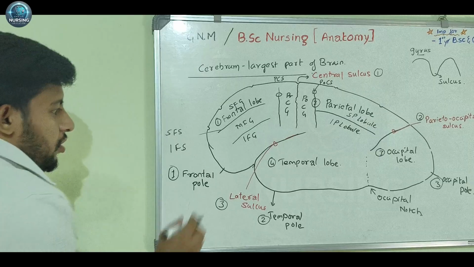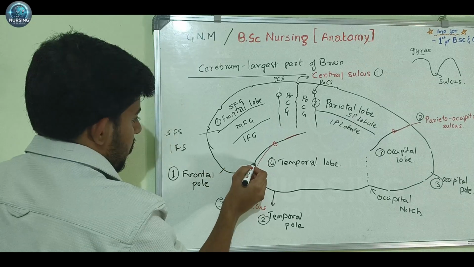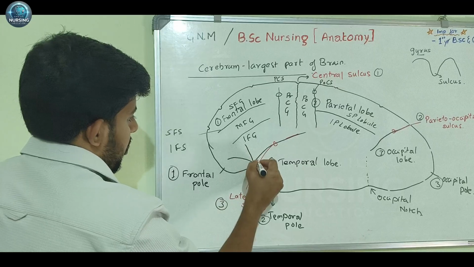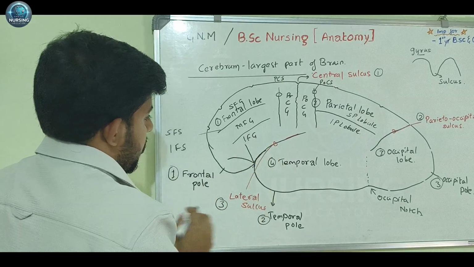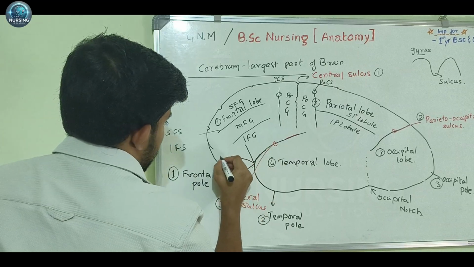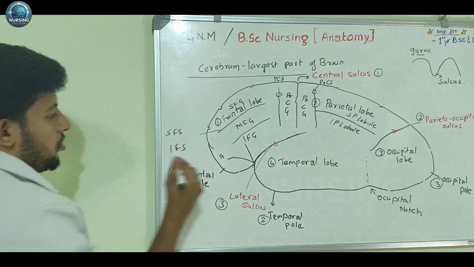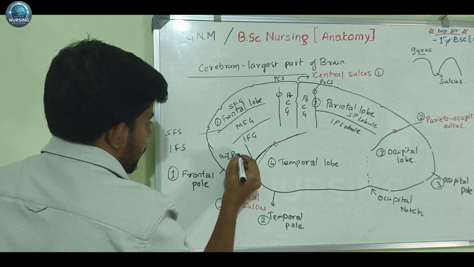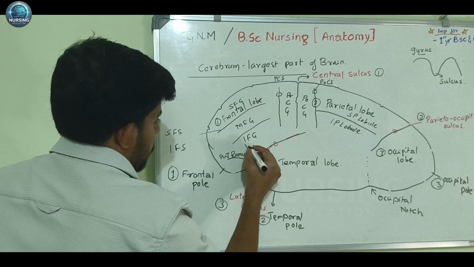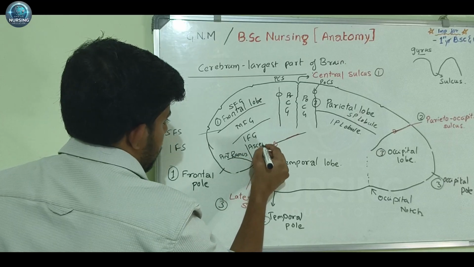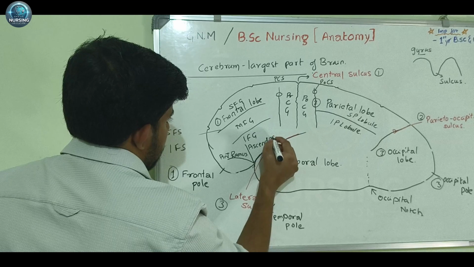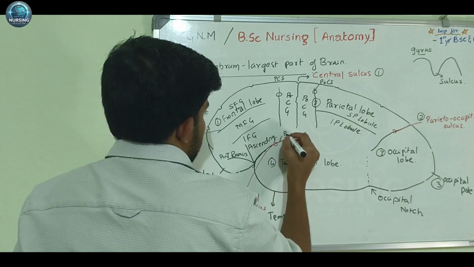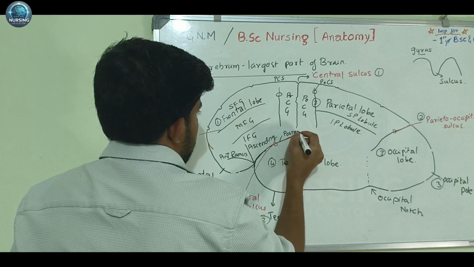Is that clear? From this point, we have the anterior ramus, ascending ramus, and posterior ramus. The one coming towards the anterior aspect is the anterior ramus. This one is the ascending ramus. And this one is the posterior ramus.